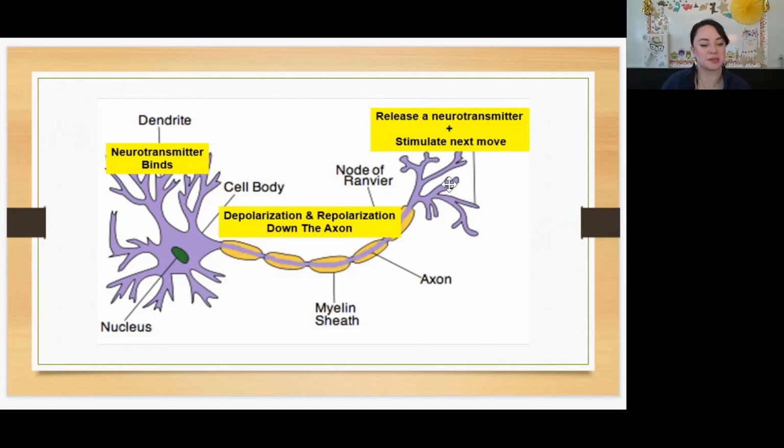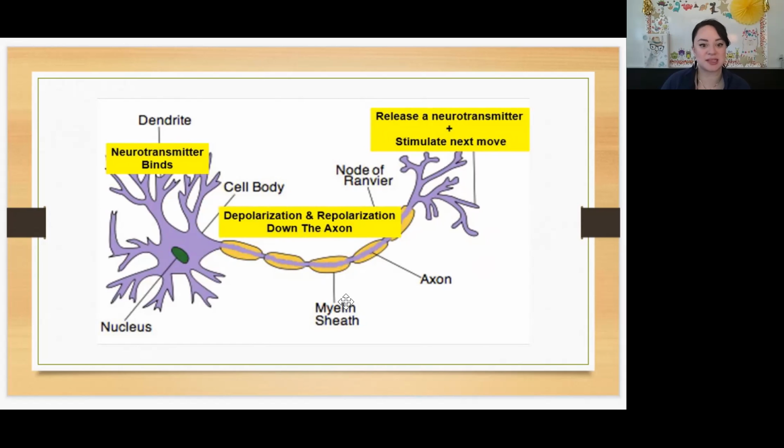If the axon here is wrapped in something called a myelin sheath, that outgoing message or nerve impulse will be sent faster. And when it reaches the very end here, the axon terminals, a new neurotransmitter will be released, and either another nerve impulse will be stimulated or an organ will do something.